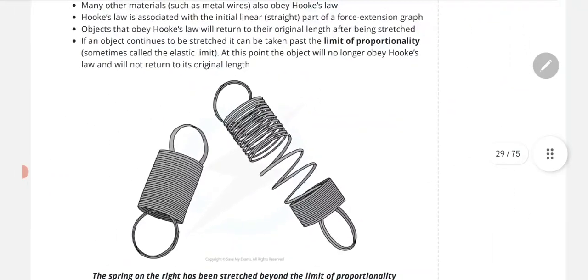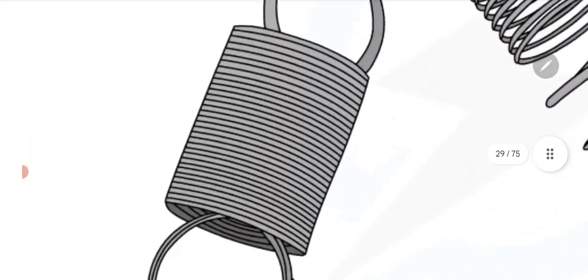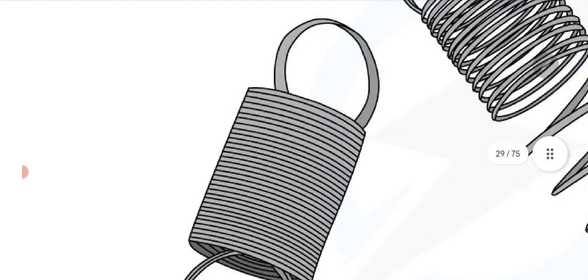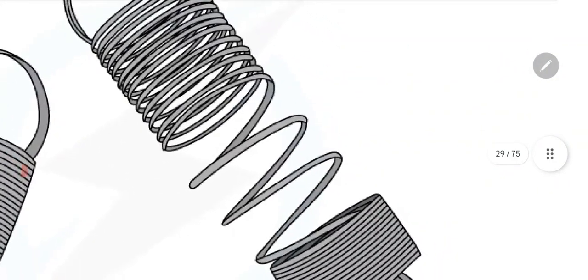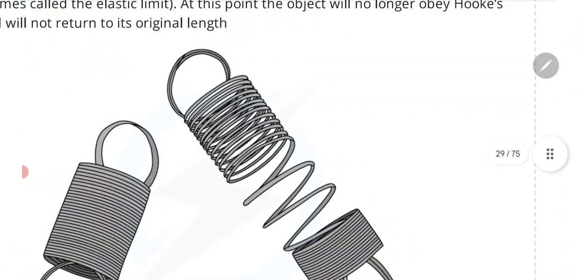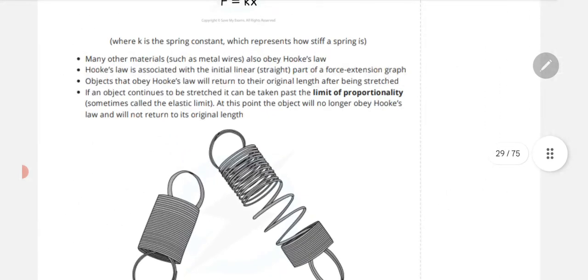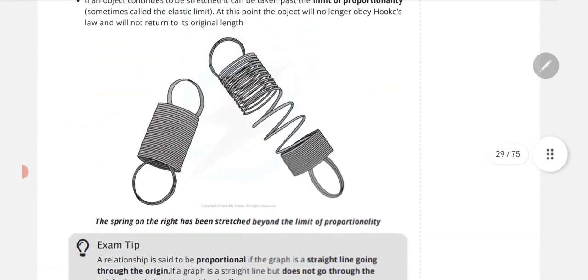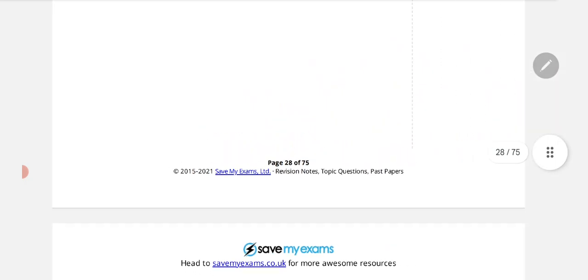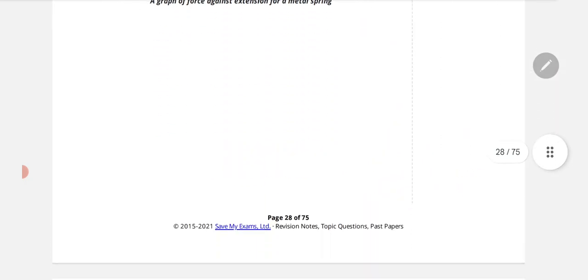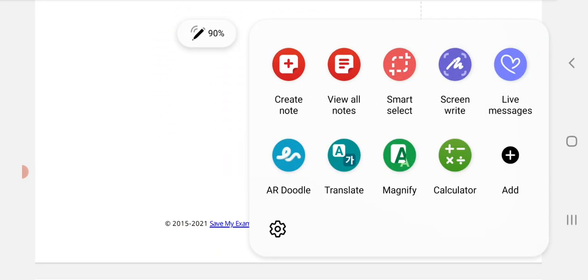So there is the difference. This spring retains its elasticity, but this spring is permanently deformed because it crosses the elastic limit. So there are the two graphs in front of you. For example, if I'm going to show you, one graph is this one, but sometimes we have to face a graph like this.